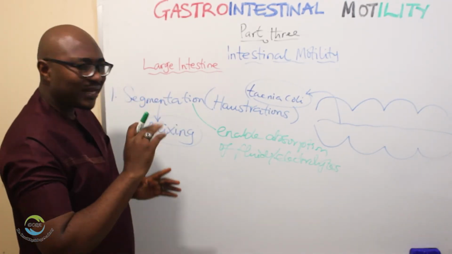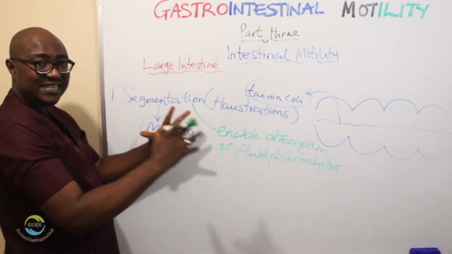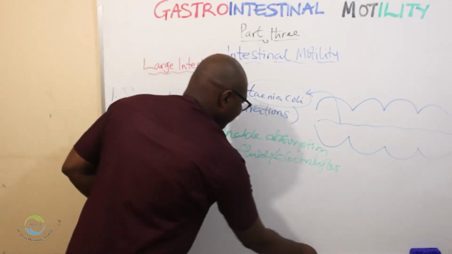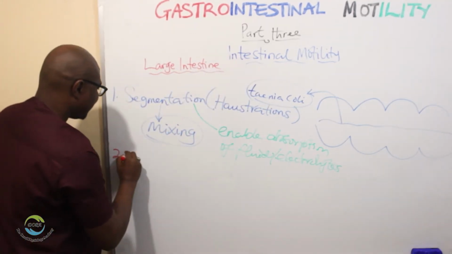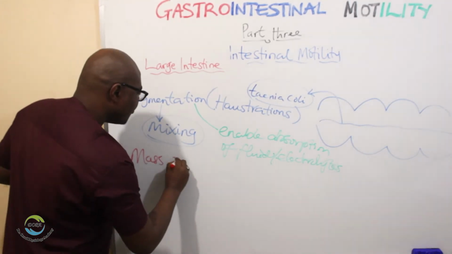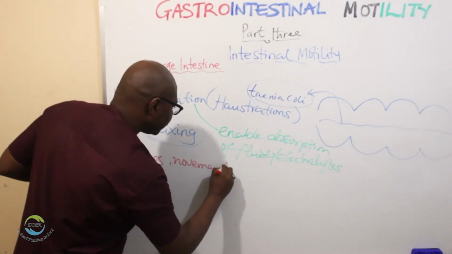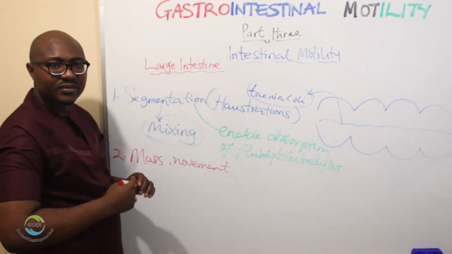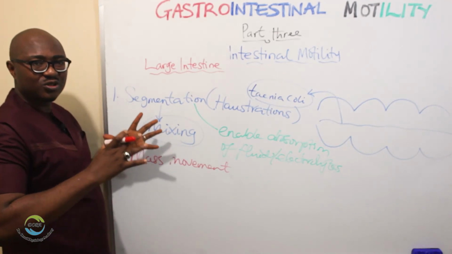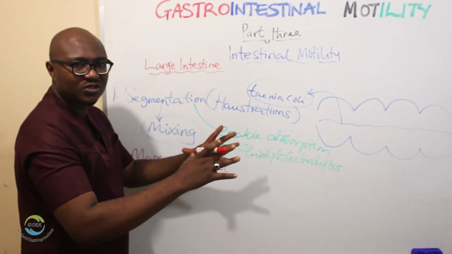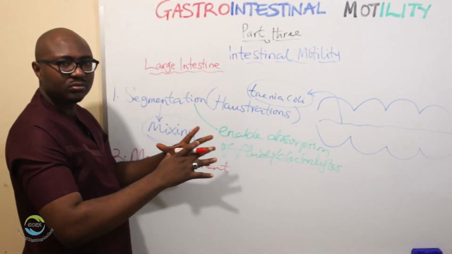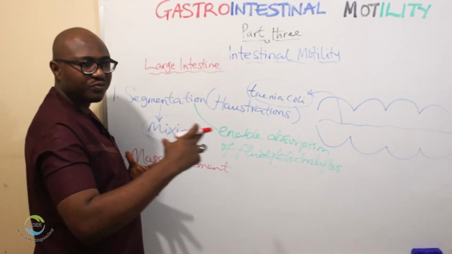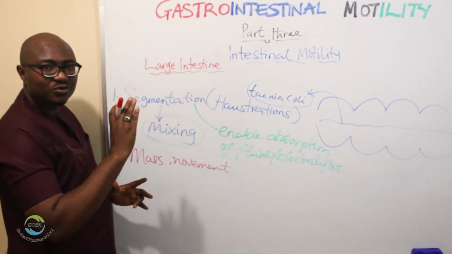Then another important type of motility in this large intestine is called mass movement. Now, why is it called by this name? It's called mass movement because of the force and the volume of fecal content that moves. And the purpose is to do what?